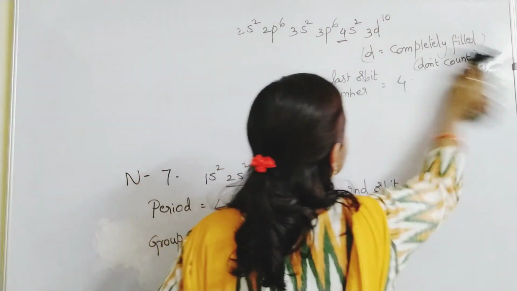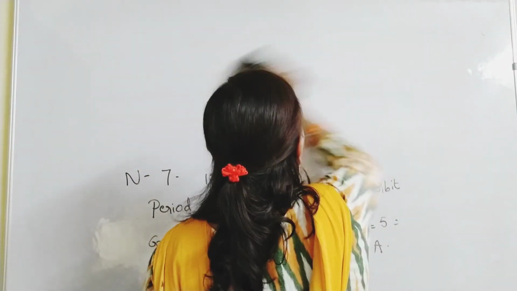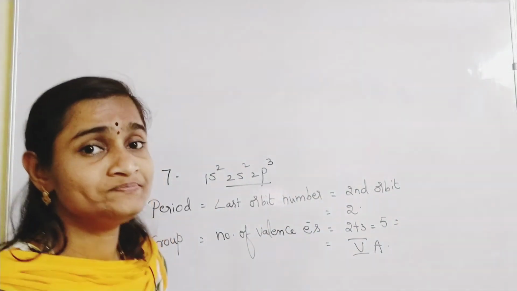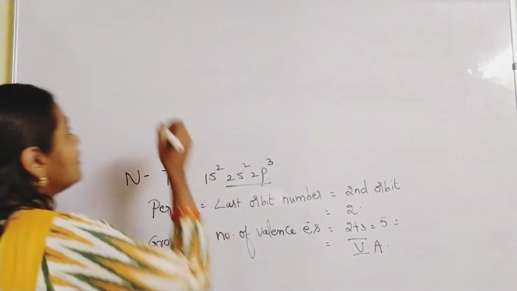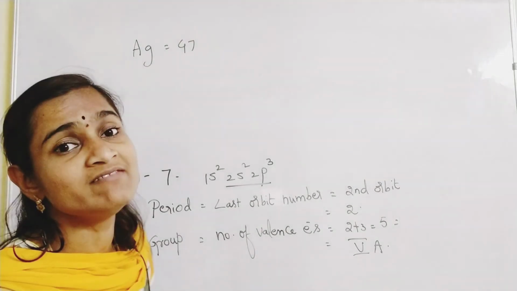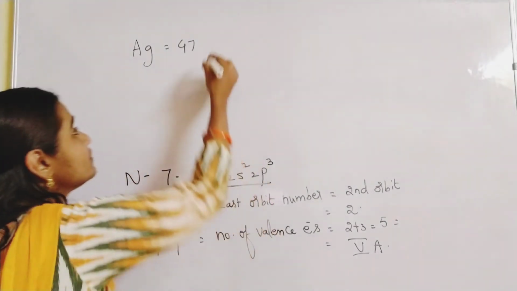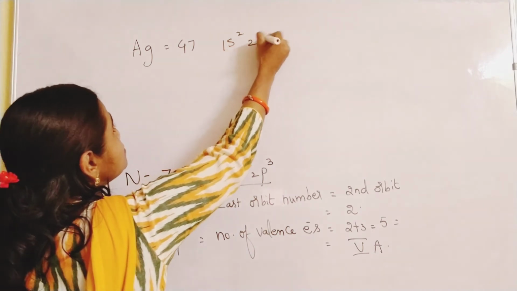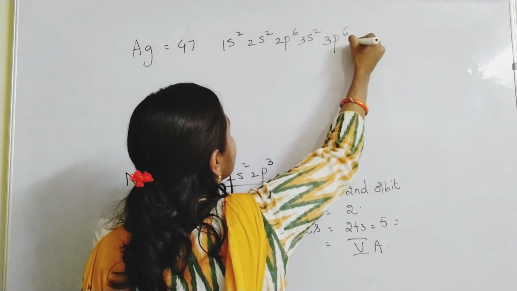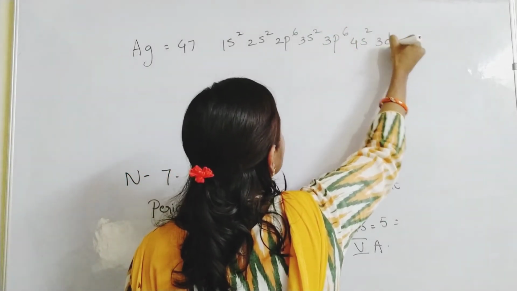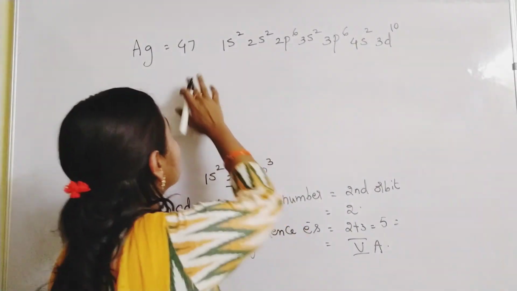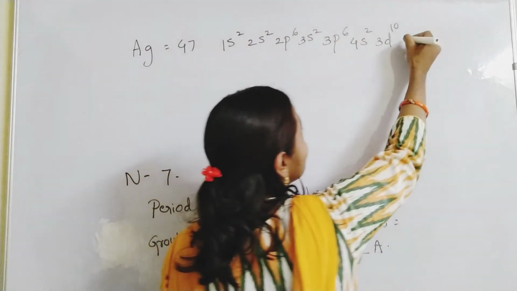Let us take a little bit bigger example. Shall we write the atomic number for silver, Ag? Atomic number for silver is 47. If you write the configuration: 1s2, 2s2, 2p6, 3s2, 3p6, 4s2, 3d10. Up to here is zinc, 30 electrons finished. 17 more electrons. After 3d, what will come?